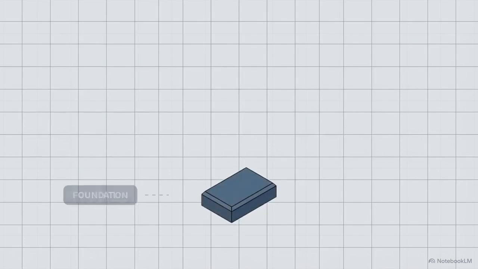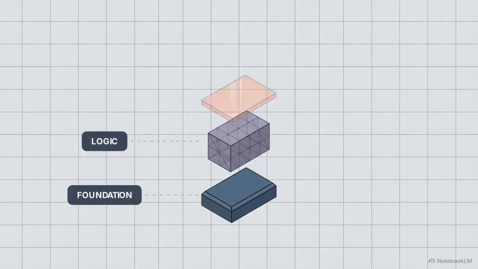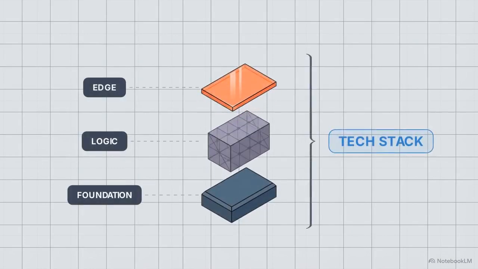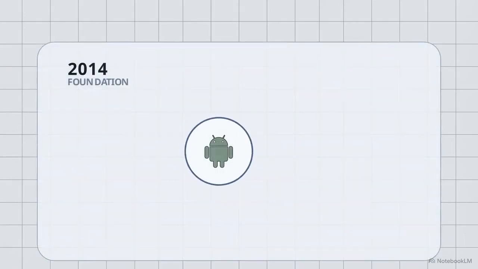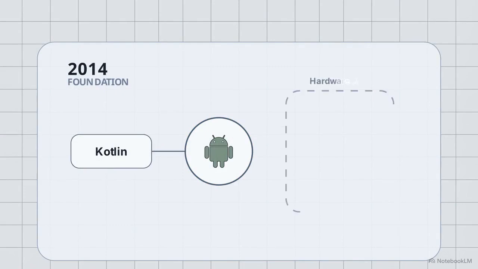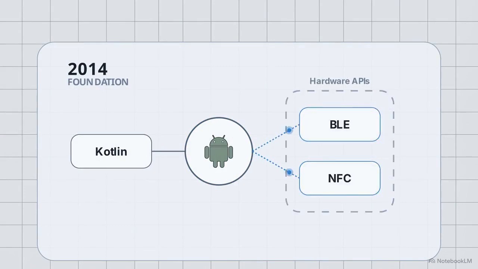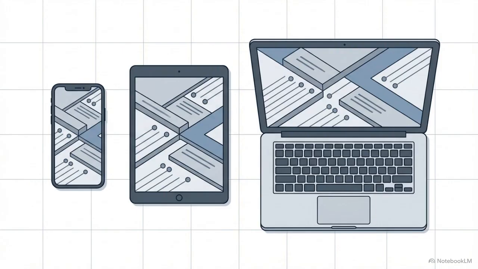Analyzing Malwinder's expertise requires a forensic deconstruction of his capabilities into a 3-tiered tech stack. The foundation of this stack is built on native development. Starting in 2014, Malwinder specialized in the Android ecosystem, mastering Kotlin and handling hardware-level communication through Android APIs like BLE and NFC. He scaled this native experience into cross-platform mastery.